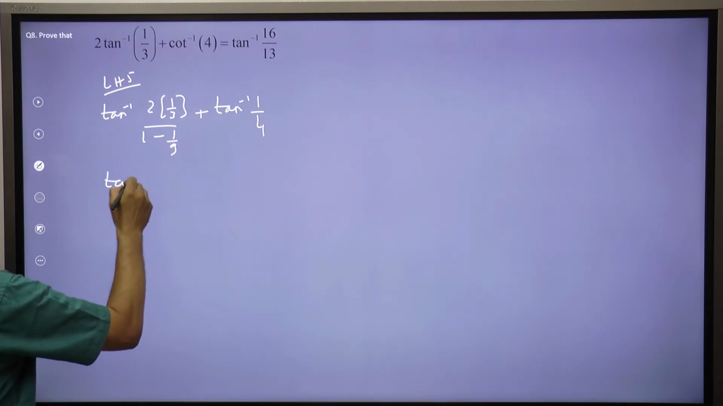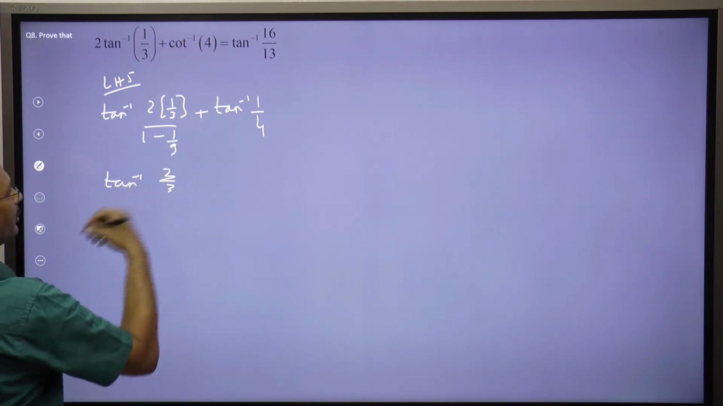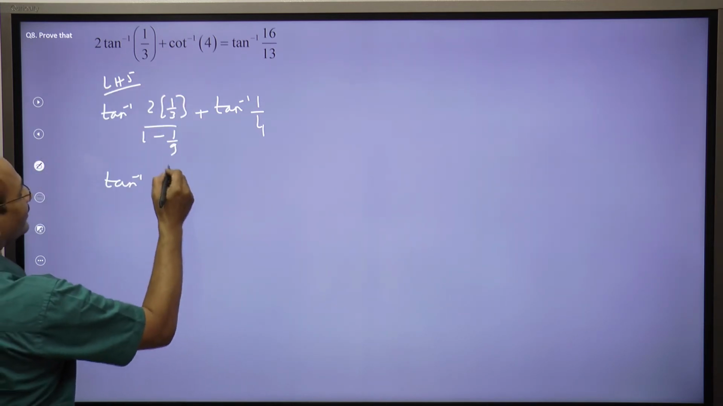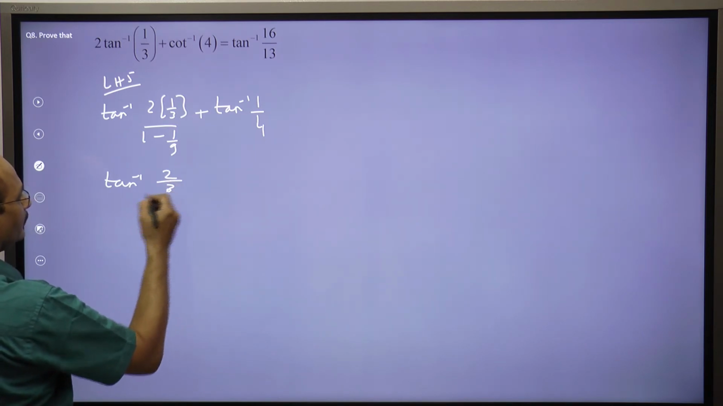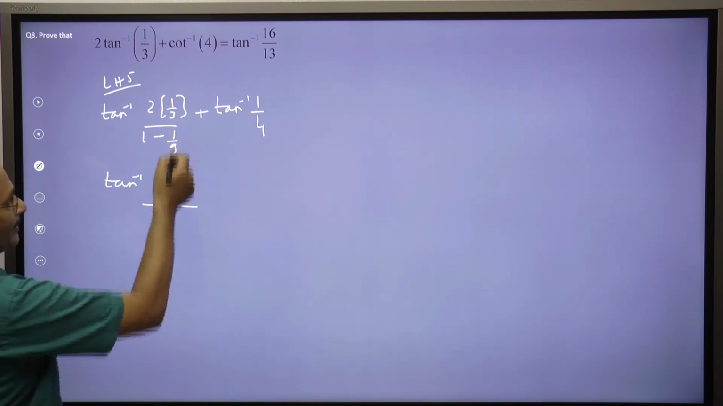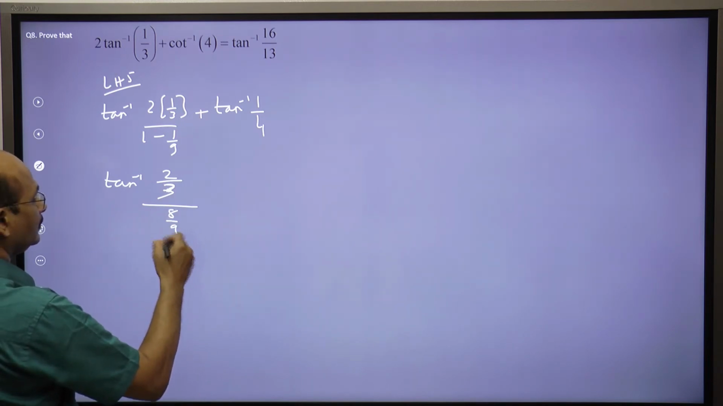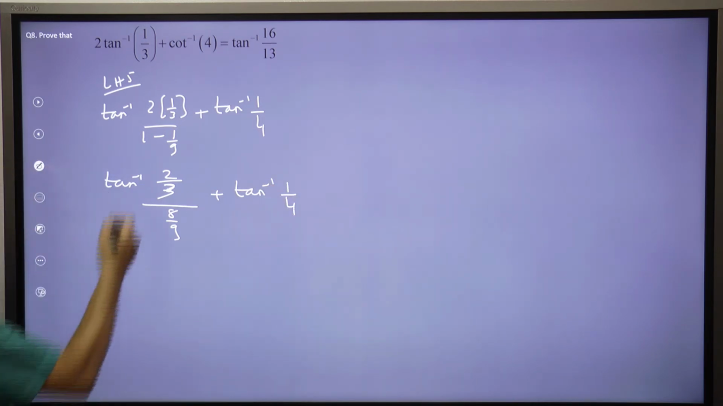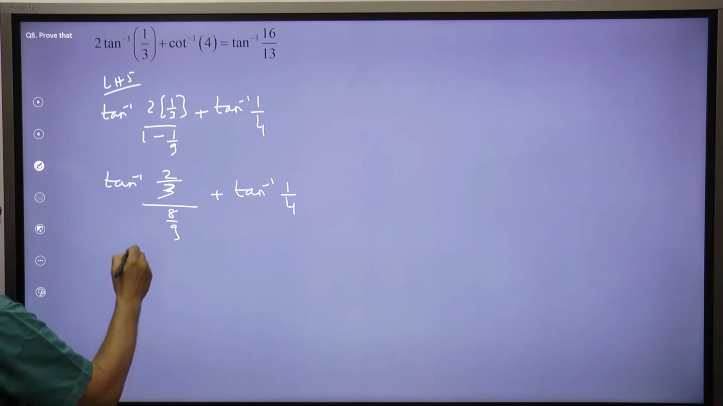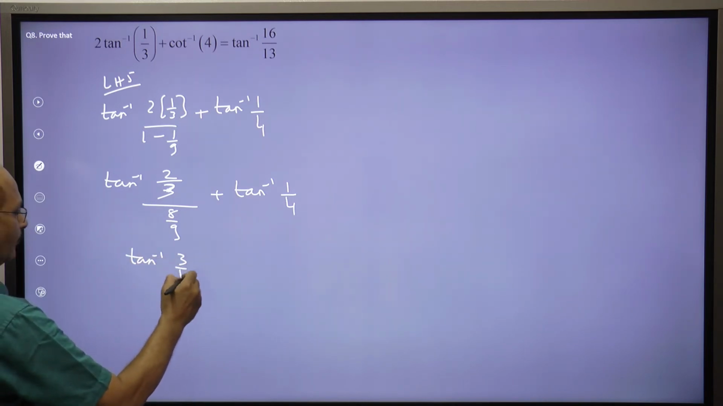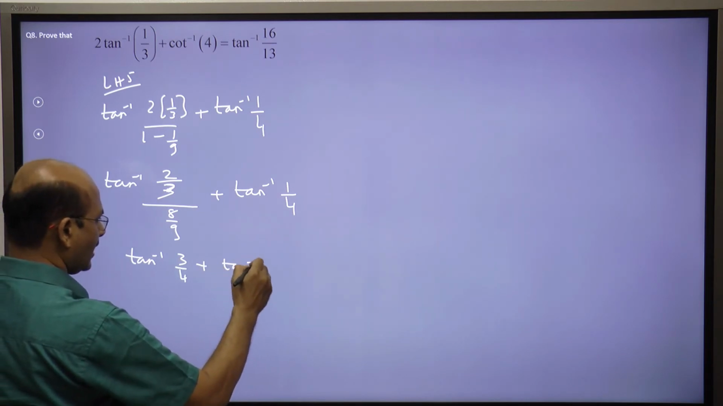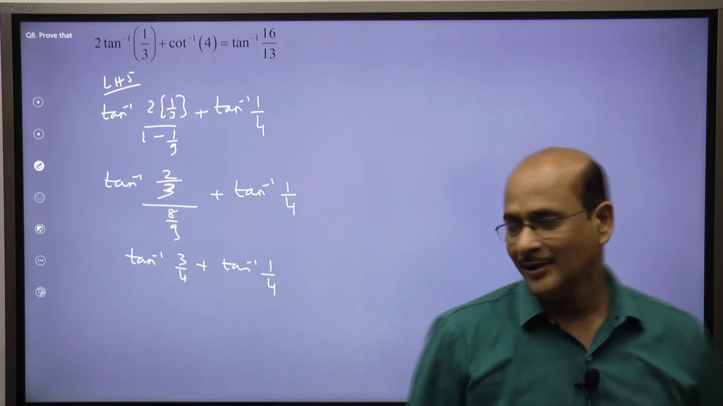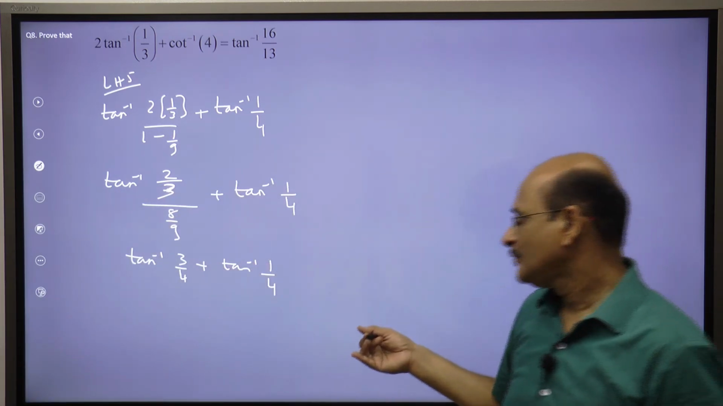So this will be tan inverse 2 upon 3, sorry, there is a 1 by 3 there. So I will just work out that tan inverse 2 by 3 upon 1 minus 1 by 9, which is 8 by 9, plus tan inverse 1 by 4. 2 fours are 8, 3 threes are 9, so this will be tan inverse 3 by 4 plus tan inverse 1 by 4. I pretend that I have to work out tan inverse x plus tan inverse y. So I can do it further now.